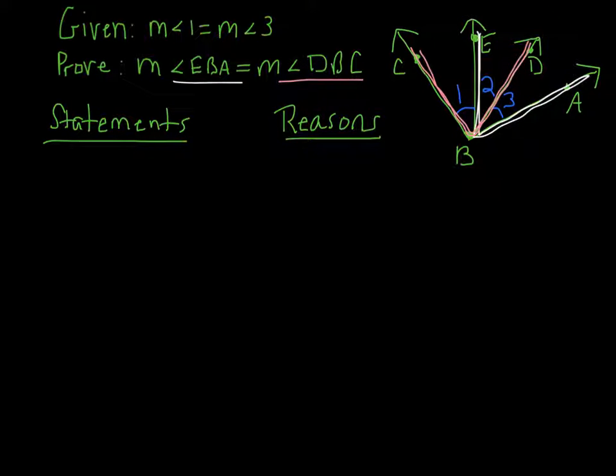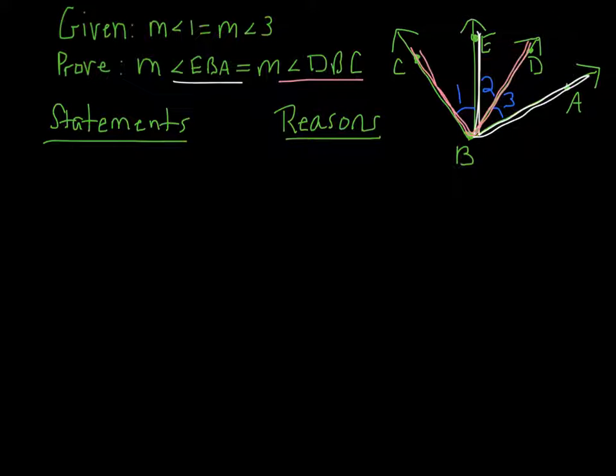Notice we have the small angle and we need to go big. When we need to go larger, we have to add on. You have to take angle 3 and add angle 2 to create EBA. We have angle 1. We need to add angle 2 to create angle CBD. Both of them need to add on angle 2. That's going to be GRAPS, A for addition.